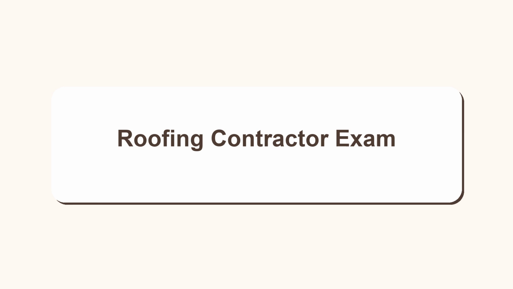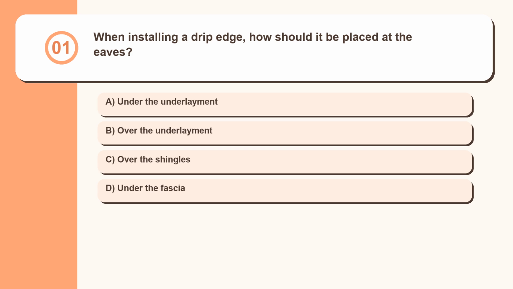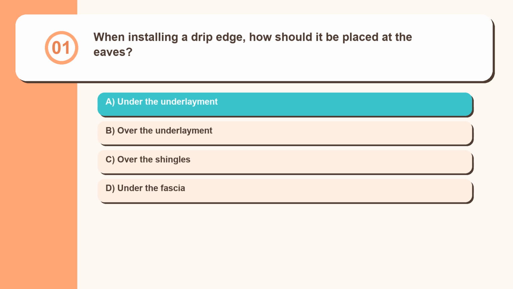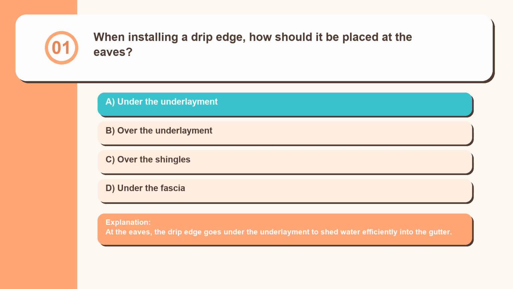Roofing Contractor Exam. Question 1. When installing a drip edge, how should it be placed at the eaves? Under the underlayment, over the underlayment, over the shingles, under the fascia. At the eaves, the drip edge goes under the underlayment to shed water efficiently into the gutter.